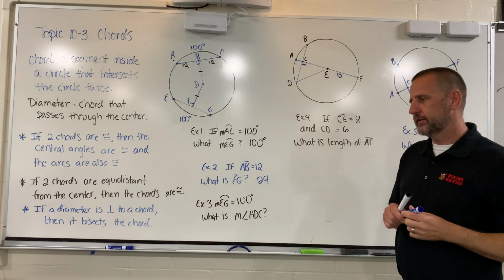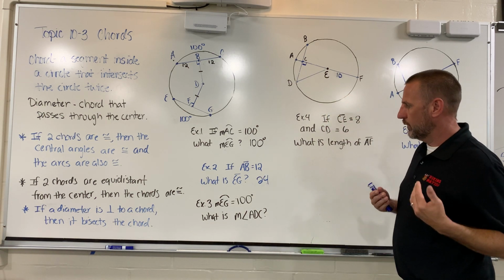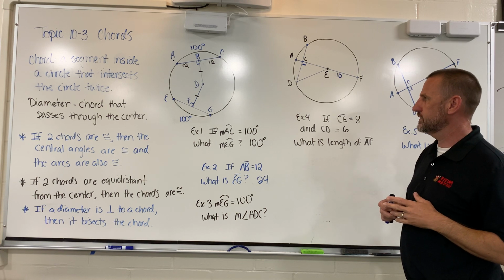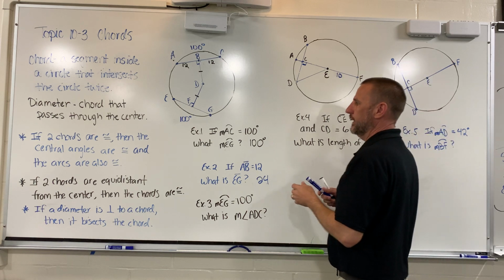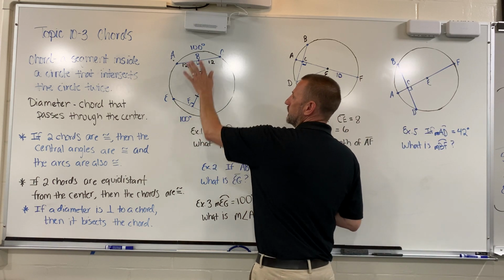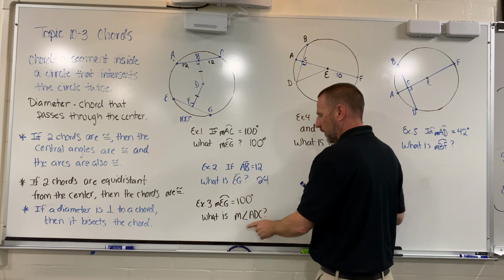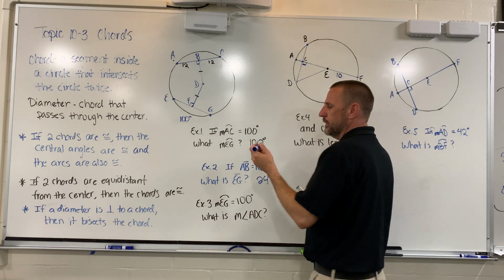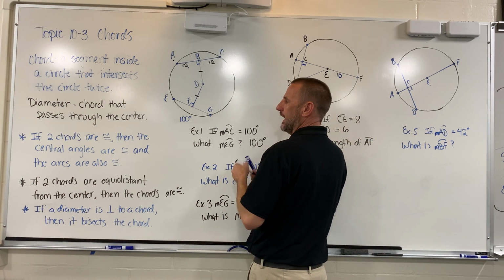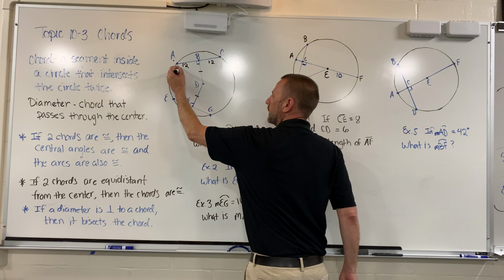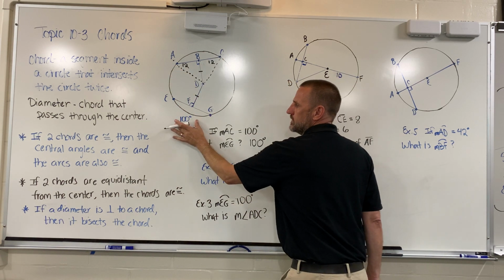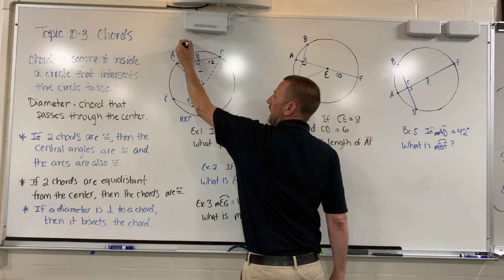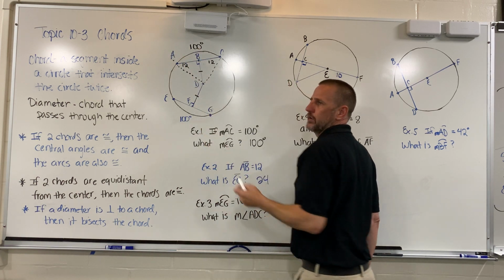My last one in this example, I said, if the chord is 100 degrees, what is the measure of ADC? So let's say that we have a chord EG and it's 100 degrees. What is the measure of ADC? I'm going to have to draw that in, but ADC is an angle. Well, again, if this is 100, that means that the arc on the outside is 100.